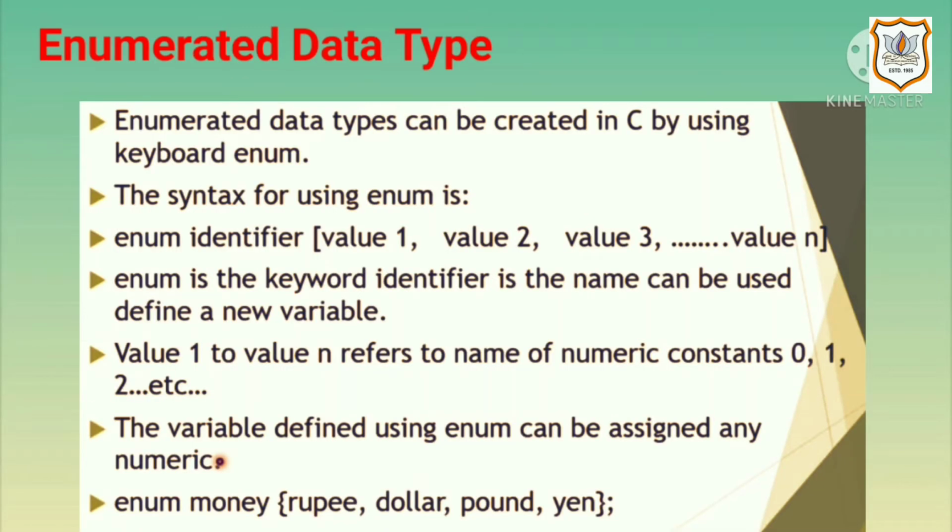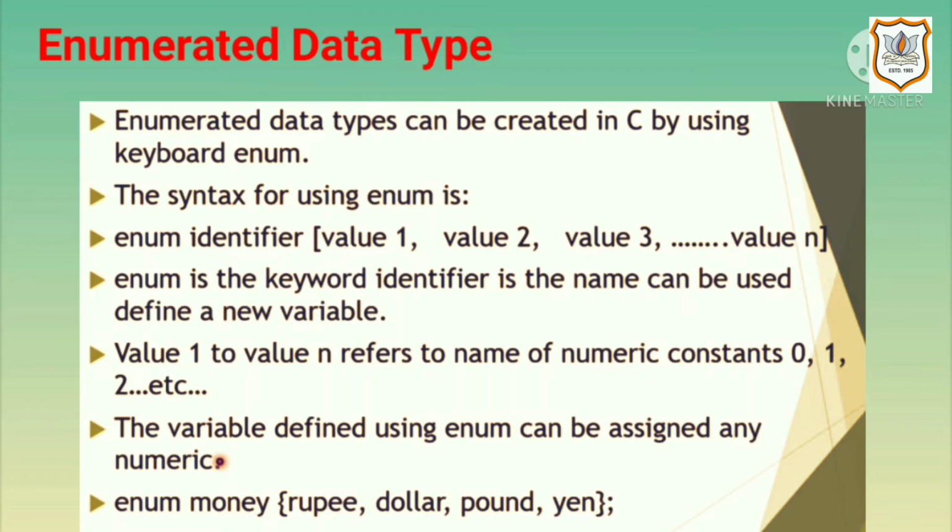Next one is enumerated data type. Enumerated data types can be created in C by using the keyword enum. The syntax for using enum is enum identifier, value 1, value 2, value 3, up to value n. Enum is the keyword, identifier is the name that can be used to define a new variable. Value 1 to value n refers to names of numeric constants 0, 1, 2, etc. The variable defined using enum can be assigned any numeric value or the values given in curly brackets.